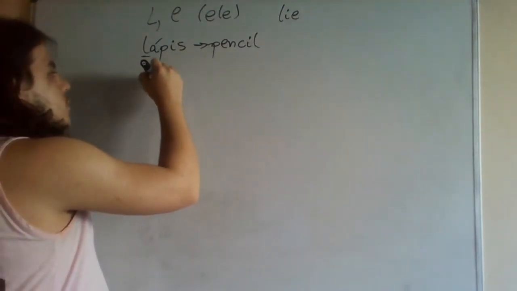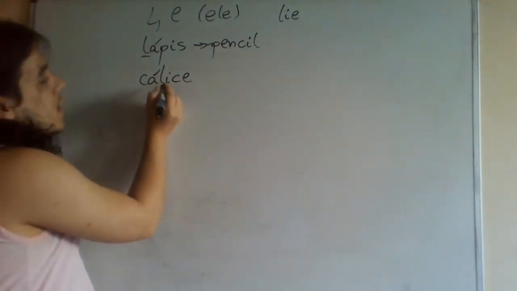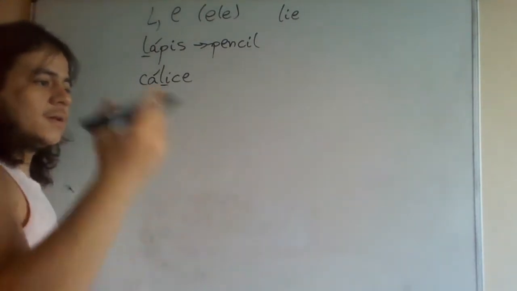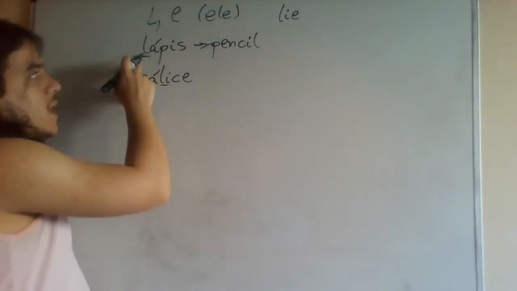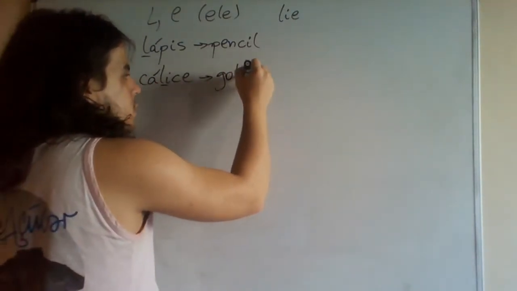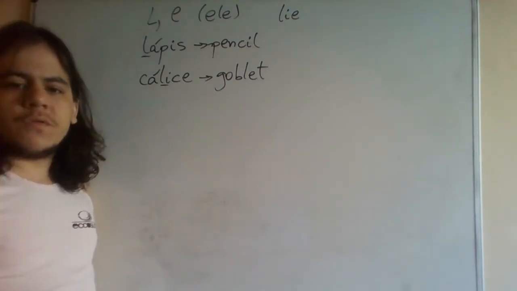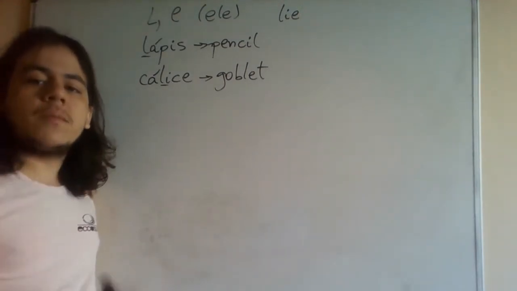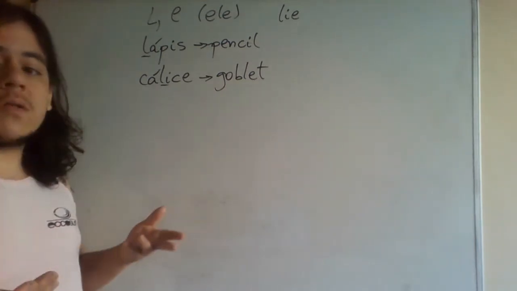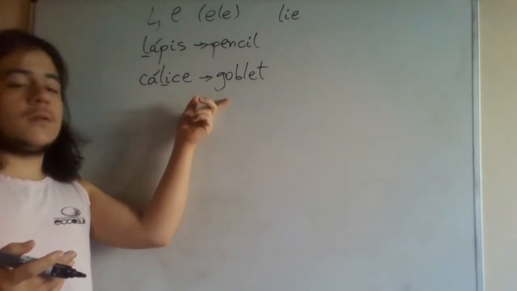Another example, cálice. Here letter L at the beginning of a syllable, cálice. So it's the same sound as lápis, cálice. It means goblet. The Harry Potter book and movie Harry Potter and the Goblet of Fire in Portuguese is Harry Potter e o Cálice de Fogo. Cálice means goblet.